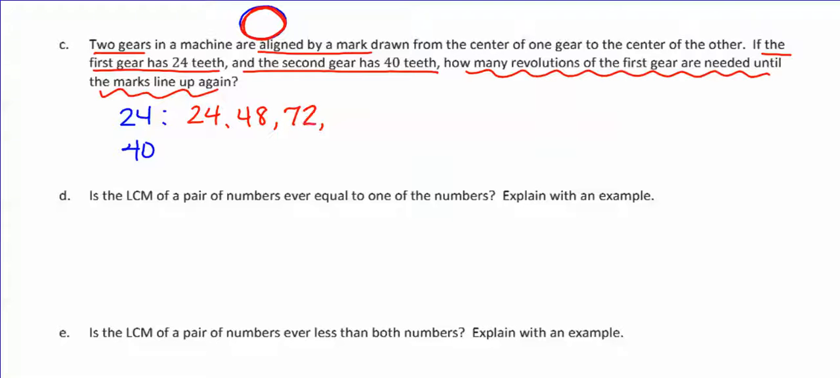72. What's next after that? 96, good. What's next after that? 120, thank you, Kaden. All right, 40, let's count by 40s.